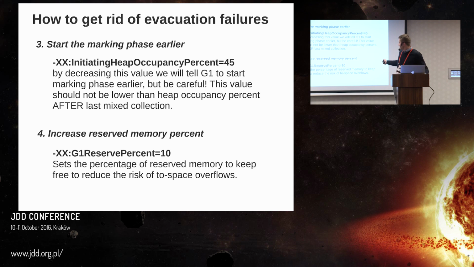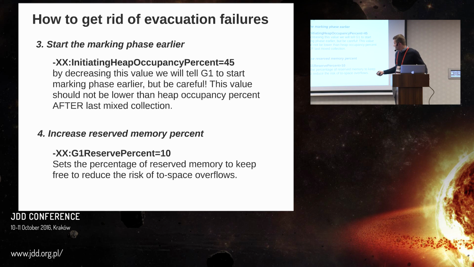If you set this value to something lower, then G1 will try to start the marking phase, and then it will check and calculate the liveness info. It will realize, okay, I can't actually collect more garbage than 10%, so it will give up, and then it will start again and again and again, like in a loop. So be careful when tuning this value.